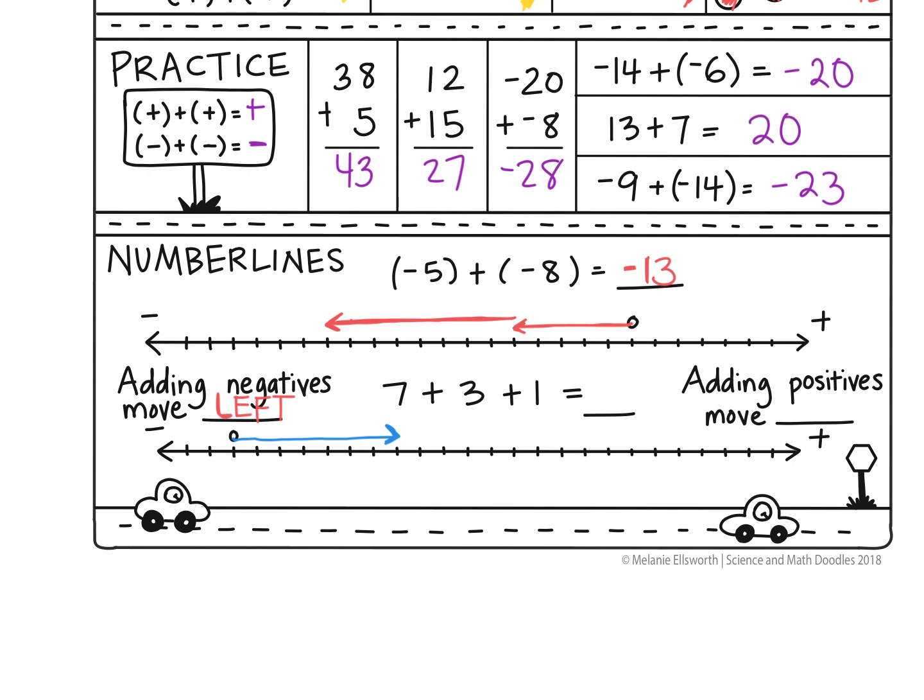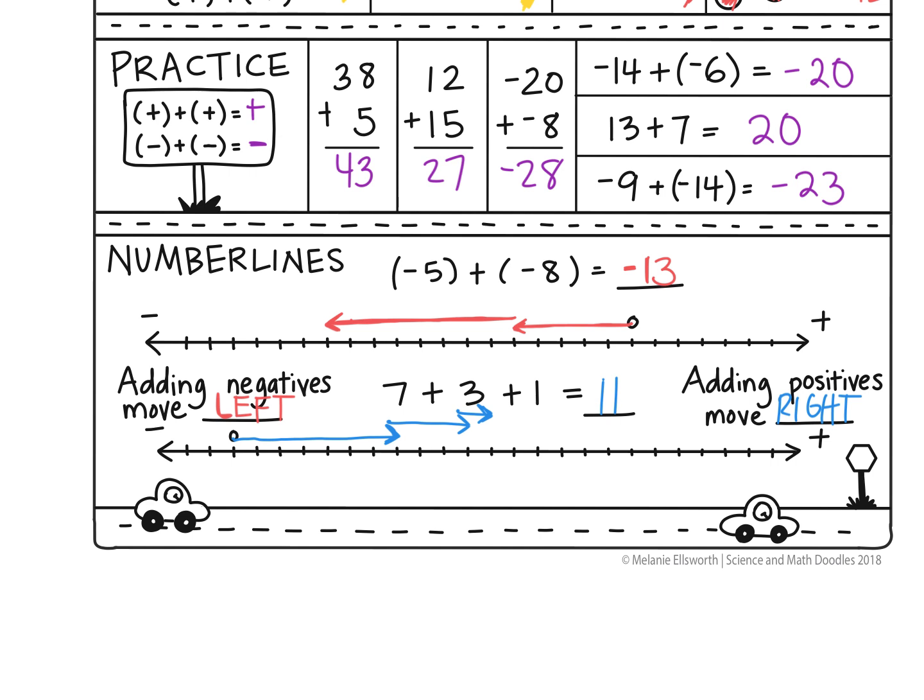So this represents positive 7. Now I'm going to show adding 3. So 1, 2, 3, another 1. And then my last one will be one more. Because I'm adding positive, positive, positive, I end up at positive, what? 11. When I add positives together, I keep moving which direction? Right.